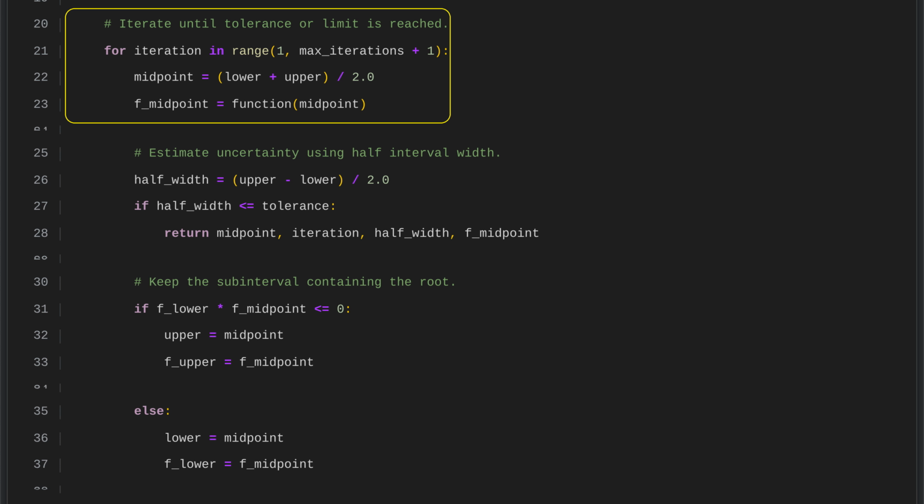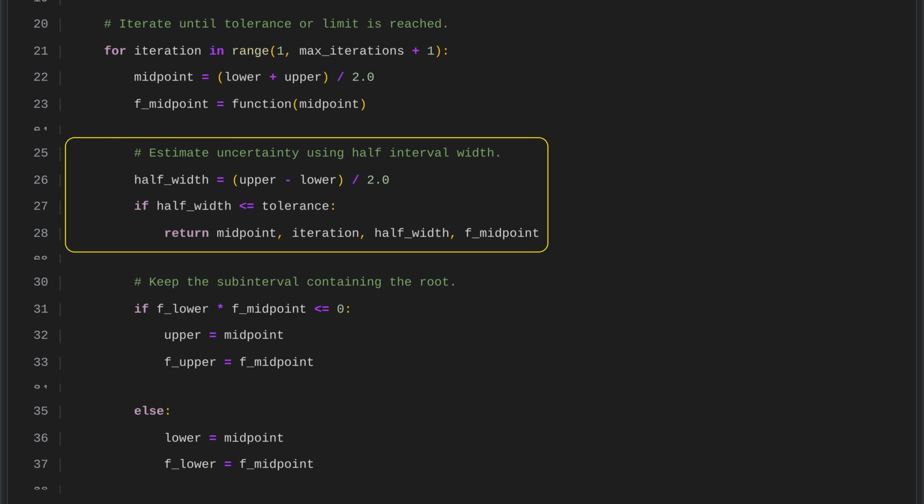The algorithm repeats up to the allowed number of iterations. Each time, it finds the midpoint of the current interval as the latest estimate of the root, then evaluates the function there. That value guides how the interval will be adjusted next.